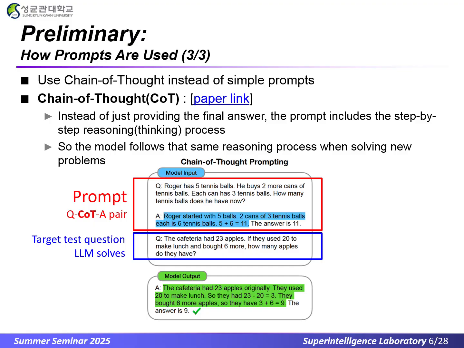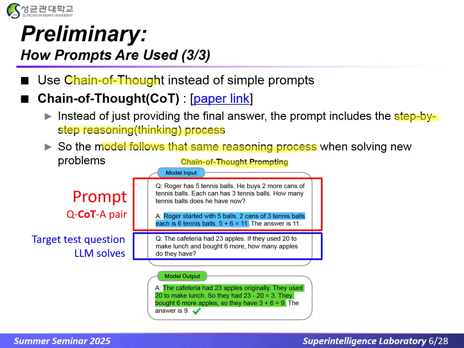Let's look at another way prompts can be used. We use chain of thought instead of simple prompts. Chain of thought, or COT, is a method where the prompt includes the step-by-step reasoning process, not just the final answer. So the model follows that same reasoning process when solving new problems. At the bottom, you can see an example of chain of thought prompting.